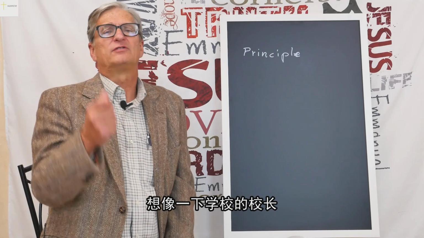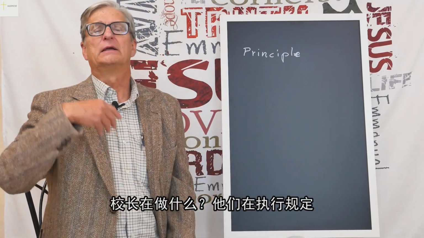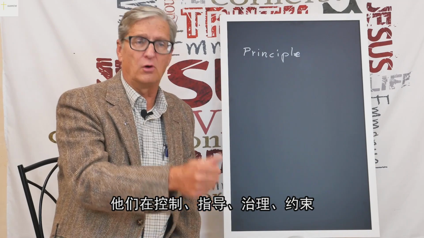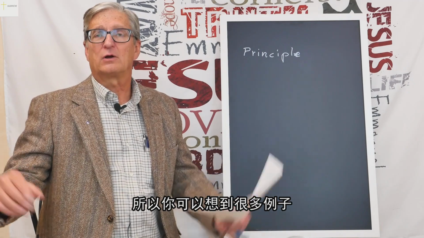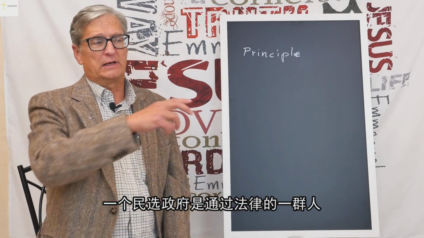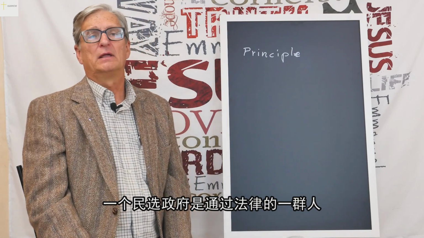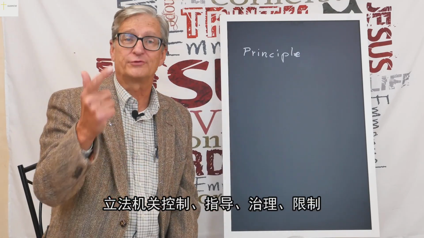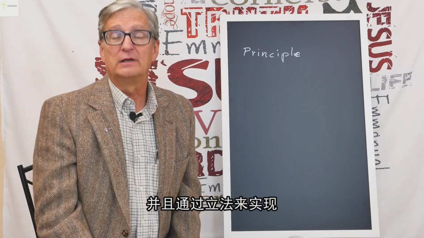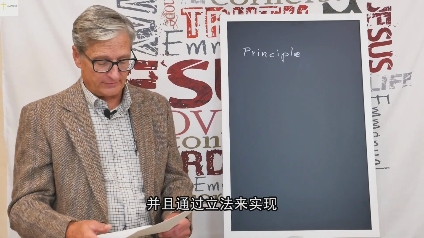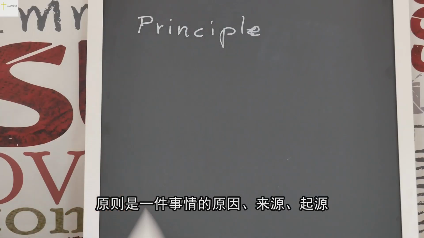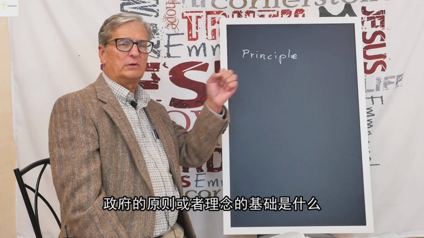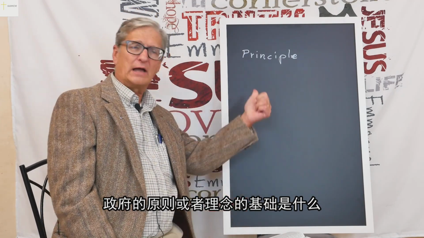Okay? Think of a principal in a school. What does the principal do? They enforce the rules. They control, direct, regulate, restrain. So you can have many, many things. And of course, a civil government are the people passing laws, and the legislature controls, directs, regulates, restrains with the legislation that they pass. So government can have a number of different forms. A principle is the cause, source, or origin of a thing. So what's the principle? What's the foundational idea for government?